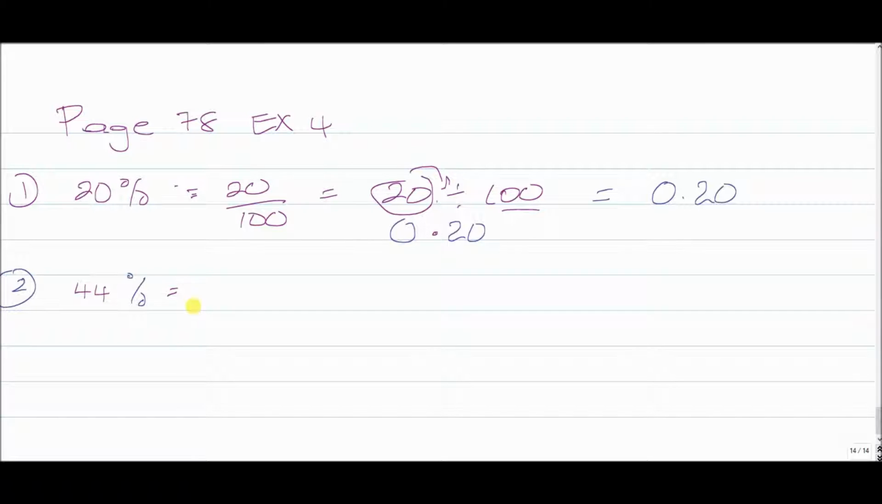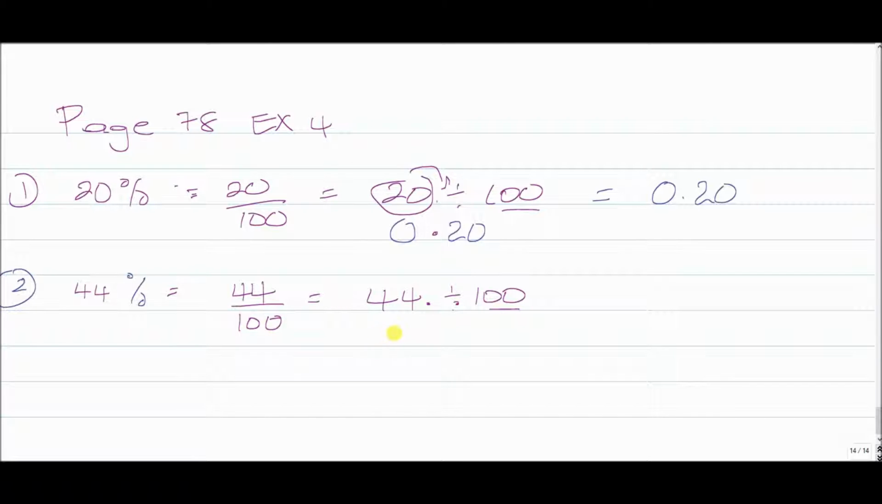Number 2 says 44%. We'll remove our percentage sign and put 44 over 100, which is the same as 44 divided by 100. We need to move two digits to the right of the decimal point. 44 would have a decimal point here, but it's not being shown because we have no decimal to show.